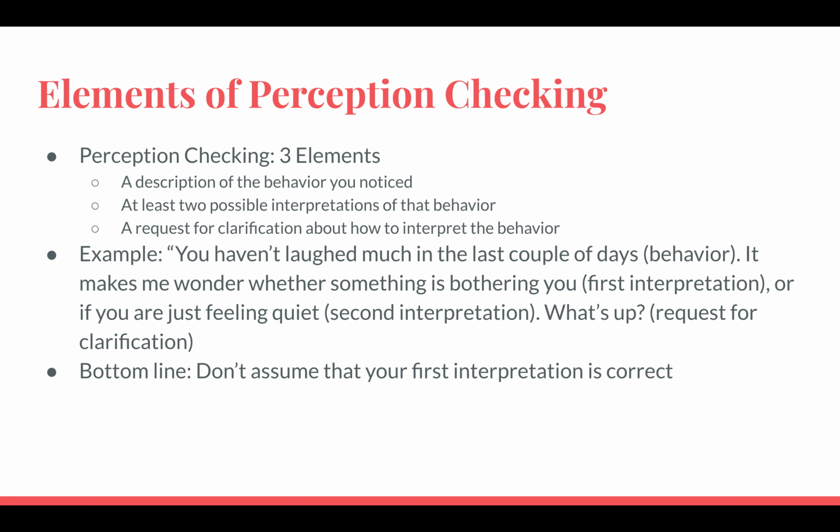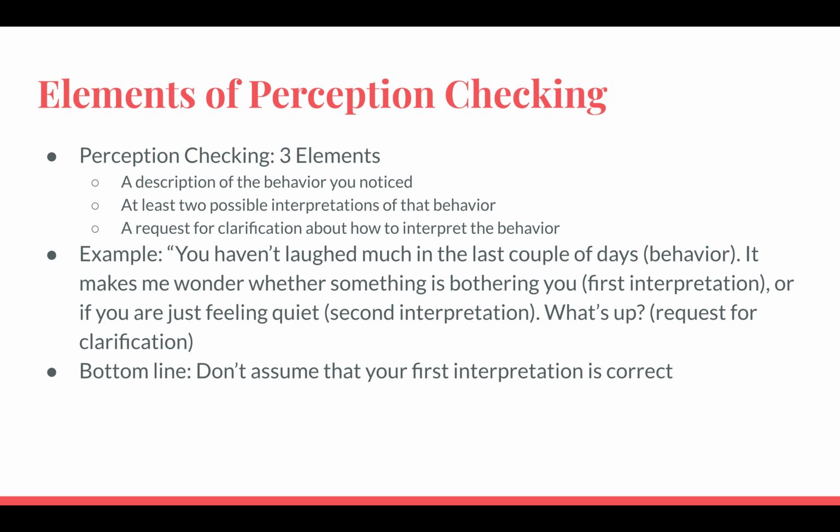With perception checking, there are three elements. Anytime we perform perception checking, we want to do three things. We want to offer the other person that we're talking to a description of the behavior that you notice. What are they doing that's made you question whether or not you perceive their response accurately? Then, whenever possible, you want to try and provide at least two possible interpretations of their behavior. And then finally, just request a clarification about how to interpret that behavior.